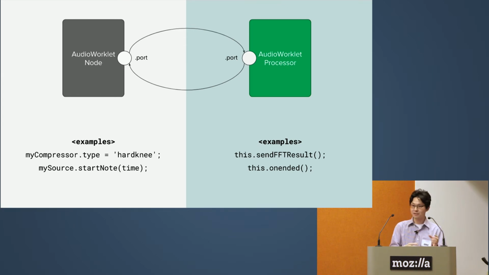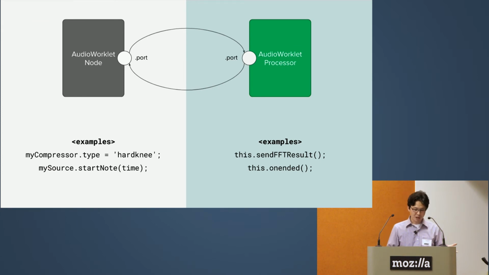So you can set up a setter like type for my own fancy compressor. Then eventually this setter will be just a thin wrapper around the message port. And the message port will send the message to the AudioWorklet processor. It does its stuff on the other side.